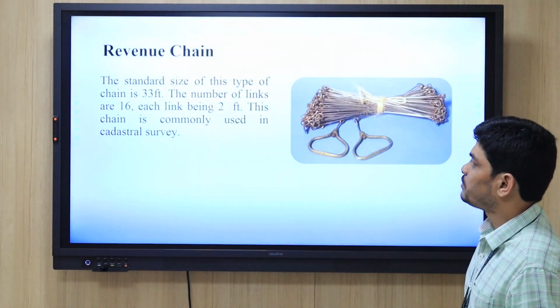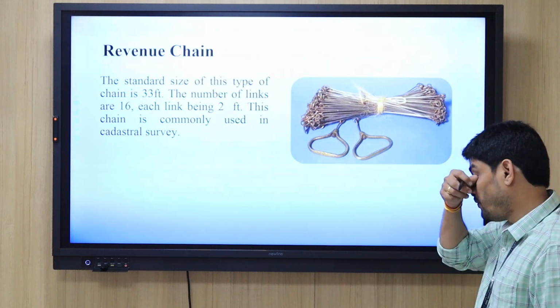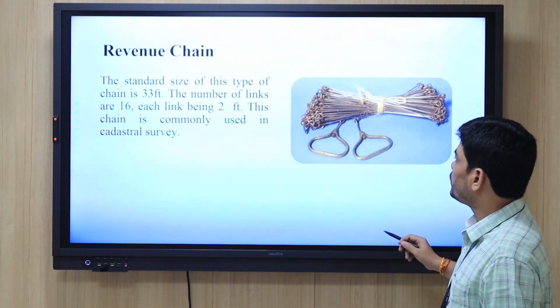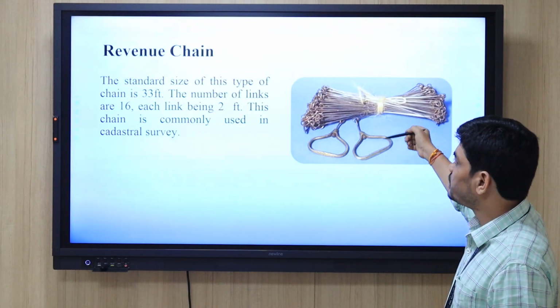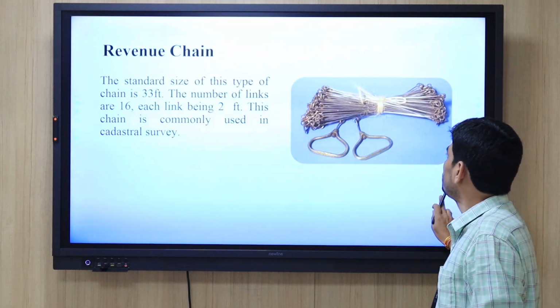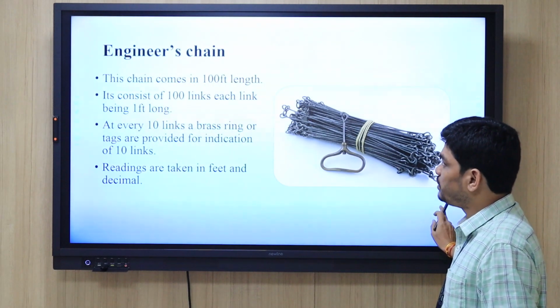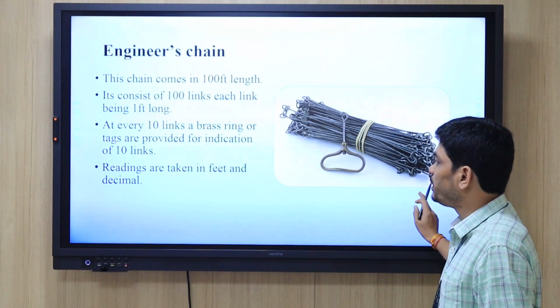Revenue chain. This is 33 feet, and for every 2 feet, some tallies will be there. In this chain, it is also 100 links, one link for each foot.